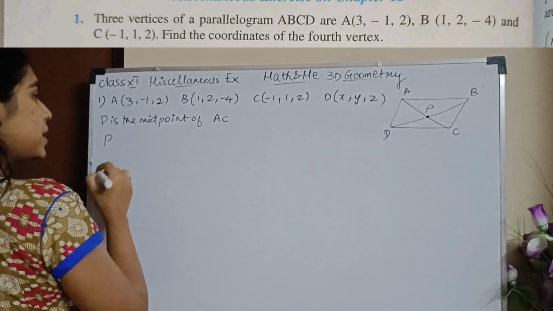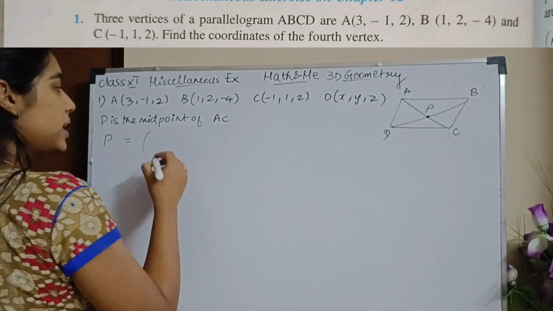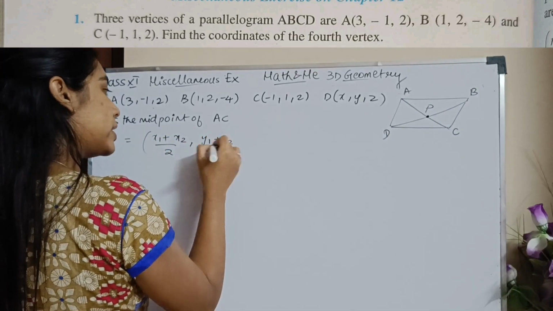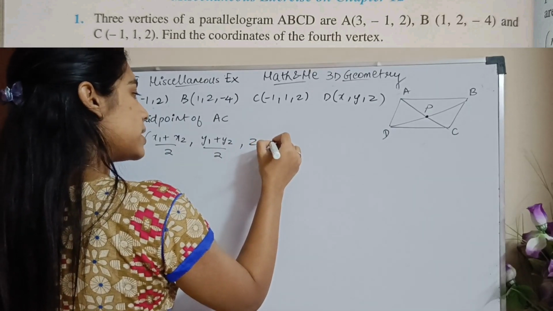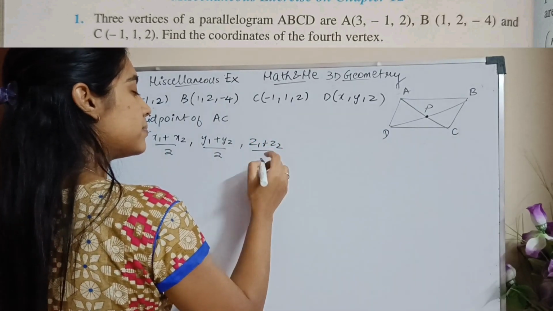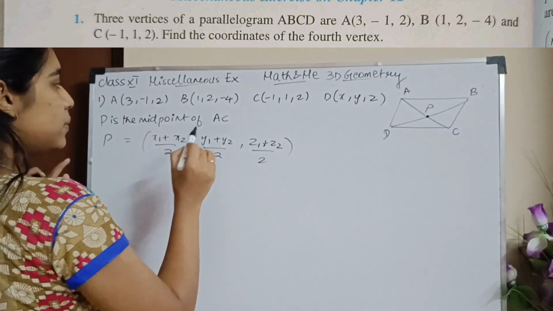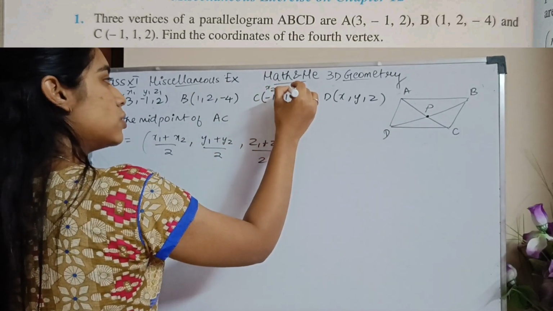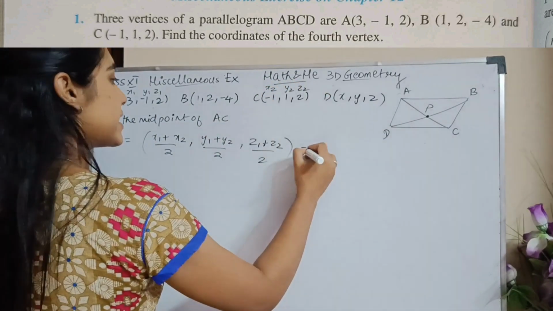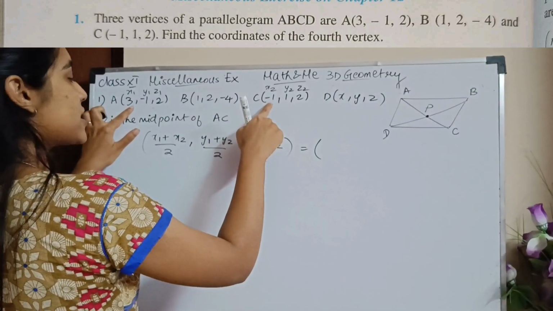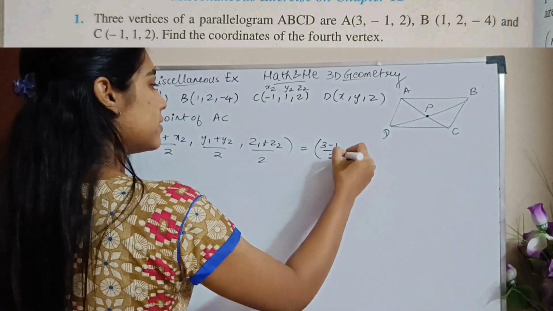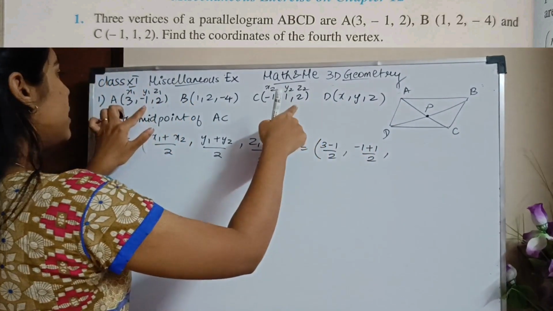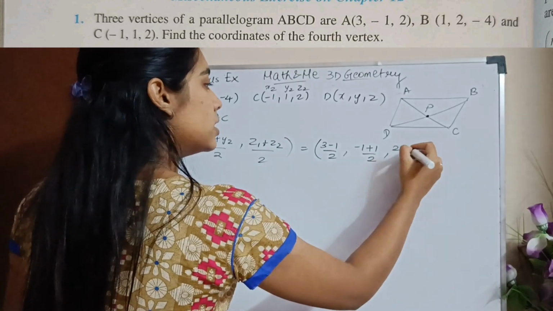So what are my coordinates of P? P will be given by the midpoint formula: x1 plus x2 divided by 2, y1 plus y2 divided by 2, z1 plus z2 divided by 2. Correct? Okay, so what is my x1, y1, z1? We are dealing with A and C. So this will be my x1, y1, z1, x2, y2, z2. So x1 plus x2 divided by 2 will be 3 minus 1 divided by 2, comma, minus 1 plus 1 divided by 2, comma, z coordinates, 2 plus 2 divided by 2.